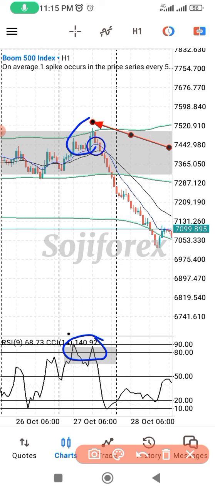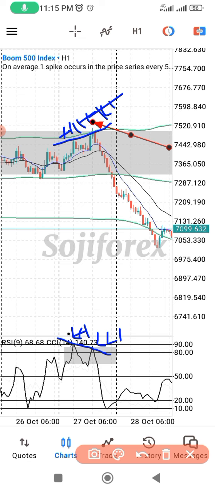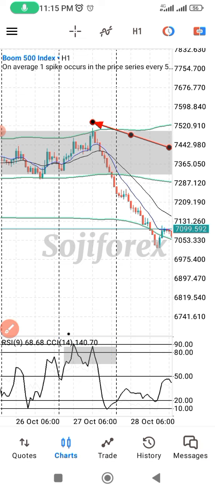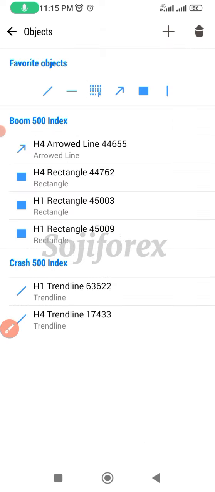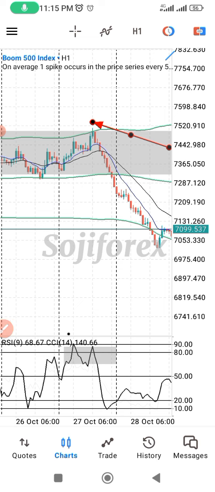So this becomes a double validation. And then look at this. Here now we have a typical divergence. Price is making a lower high here, and here we are having a higher high. So this gives us a valid confirmation that we have come to the end of our pullback.